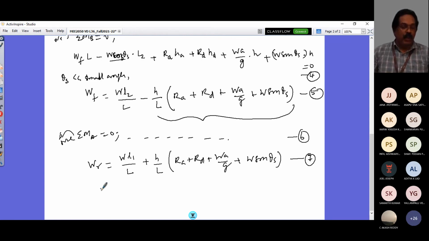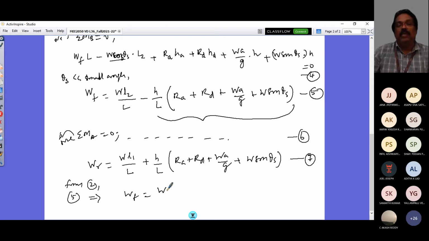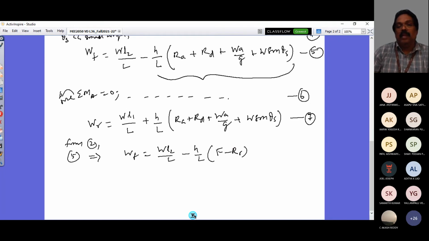So now from equation 2, my equation 5 would become WF is going to be WL2 by L minus H by L into F minus RR. Let's call this equation number 8. And WR is going to be WL1 by L plus H by L F minus RR. That's equation number 9.